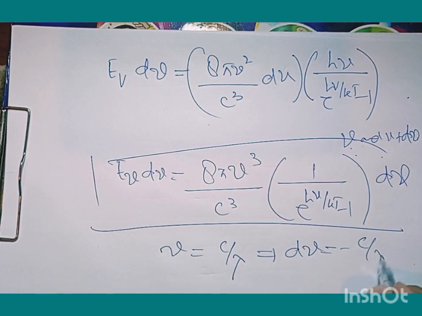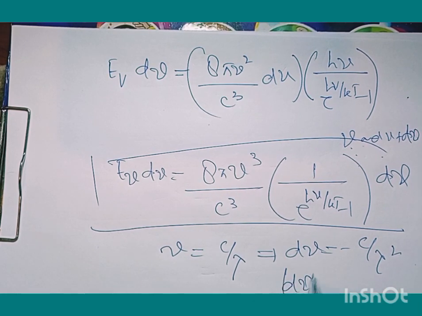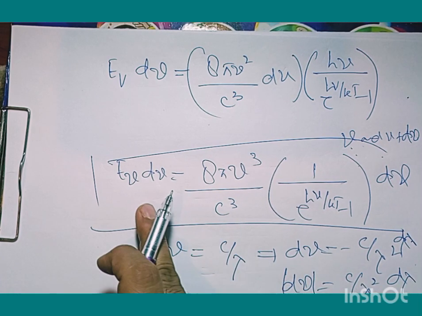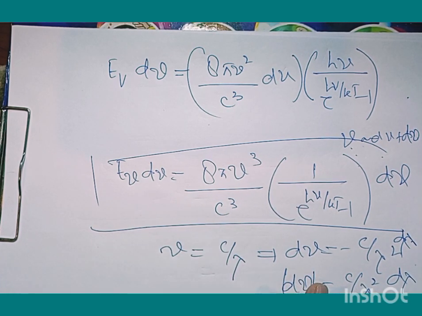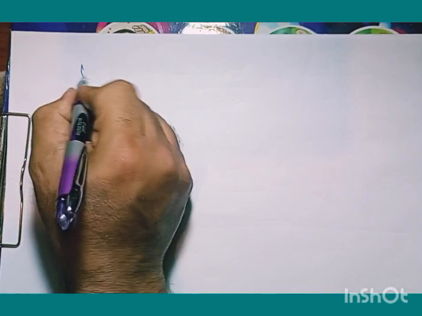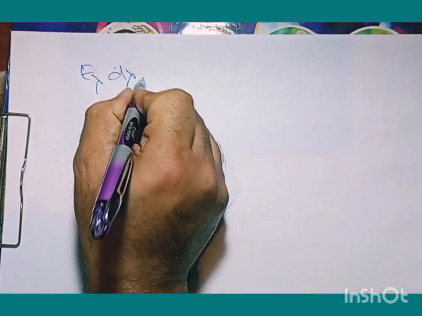That will be minus c by lambda square. So let me take the magnitude: d nu will be c by lambda square d lambda. So it will be like this. We'll be using those things in this equation, and we can obtain Planck's blackbody radiation law in terms of wavelength. So doing so, what we'll get is E lambda d lambda.